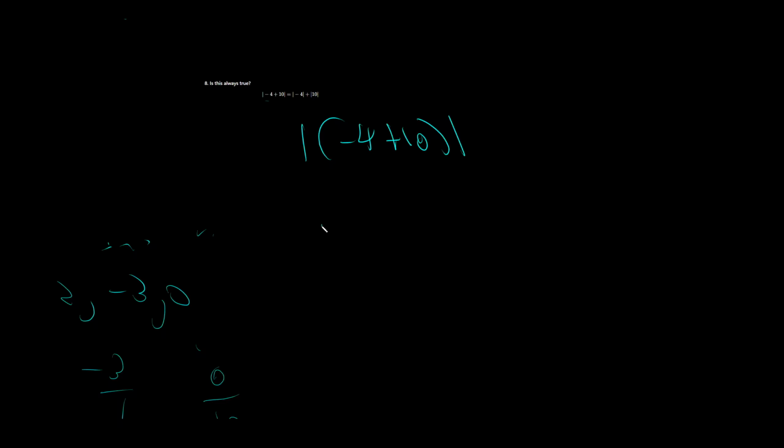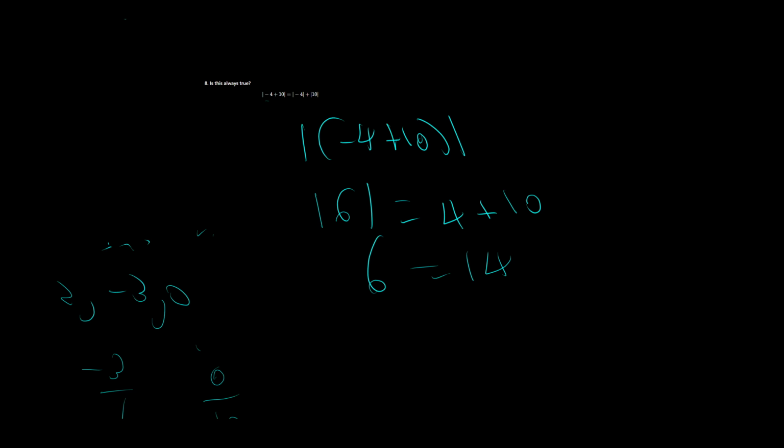So we get the absolute value of 6 equals the absolute value of -4, which is just 4, plus the absolute value of 10, which is just 10. The absolute value of 6 is 6. We get 6 is equal to 14. So this isn't true, obviously. 6 is not equal to 14.